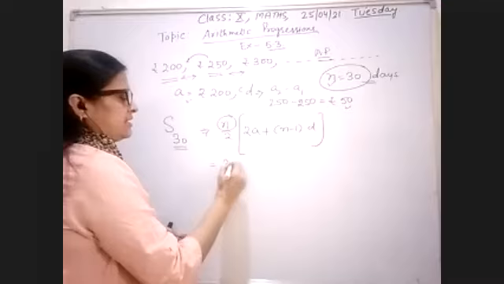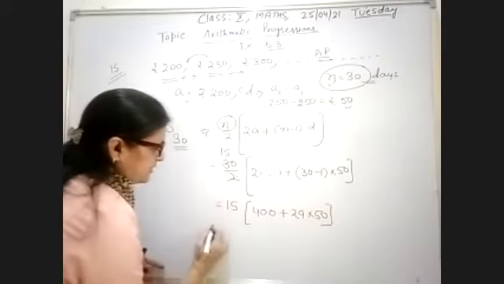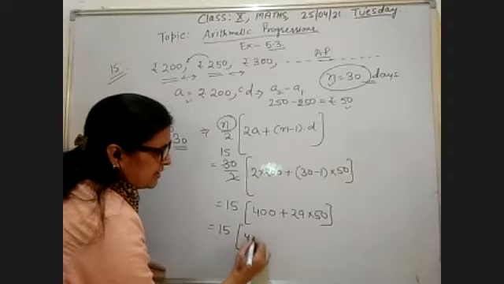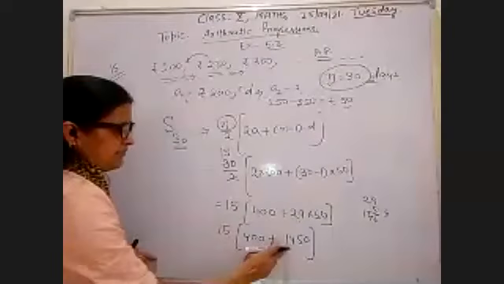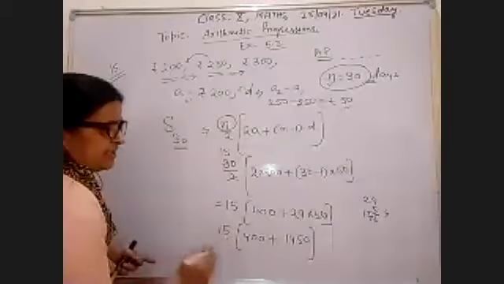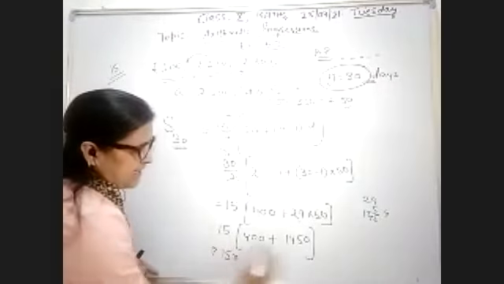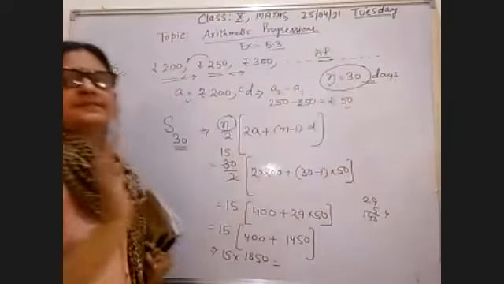So 30 upon 2 is 15, and 400 plus 29 into 50, it is equal to 15 times (400 plus ...). When you multiply 29 into 50 you get 1450, and when you add 400 to it, we get the total for 30 days.